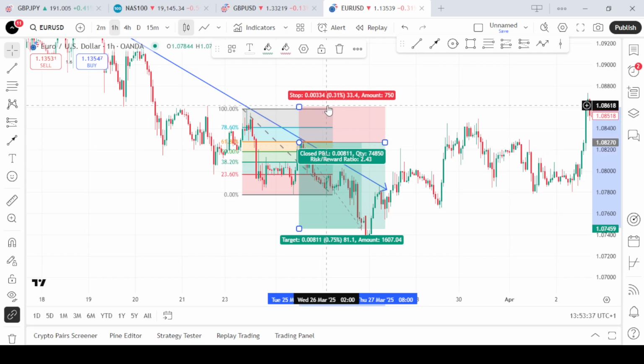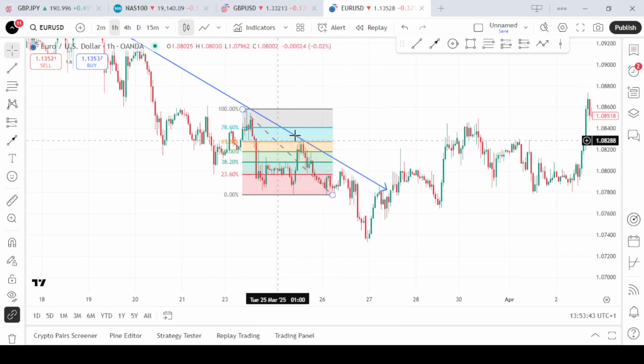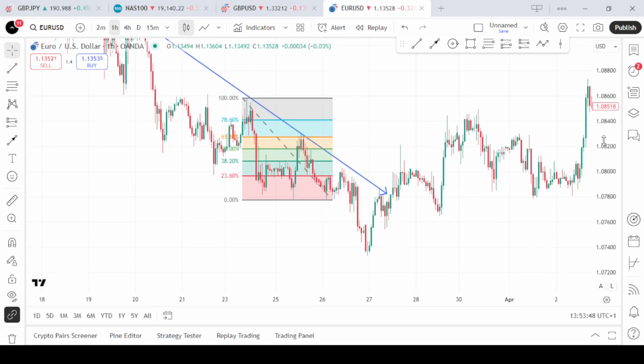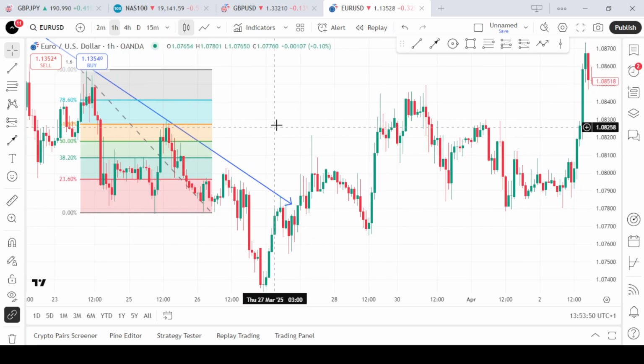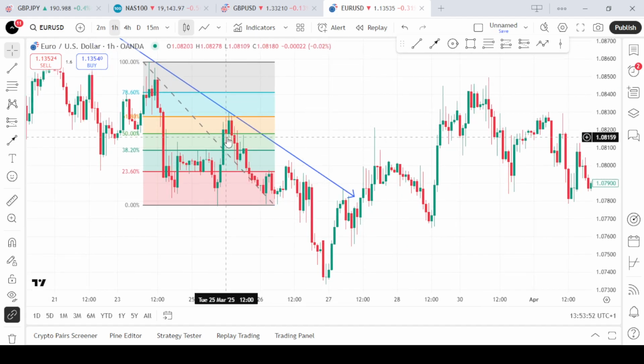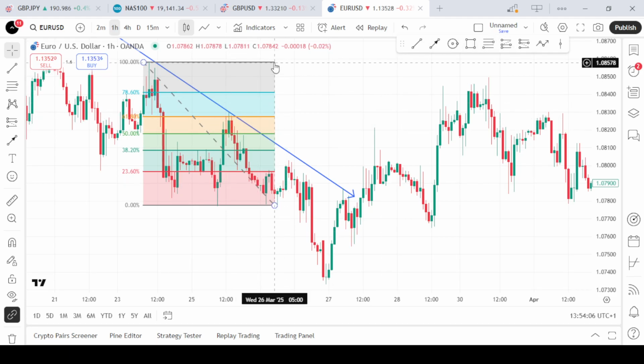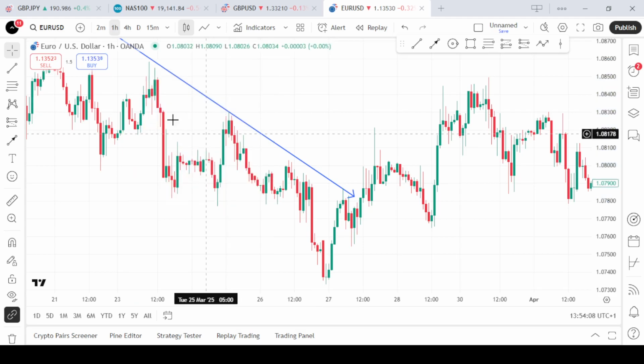Now you can always look for confirmation before you enter your trade. When price gets to your golden pocket region, you can always look for a candlestick confirmation before you enter. You can look for a bearish engulfing that engulfs your previous candle, or you can look for a doji candle followed by a bearish candle. You just need to look for a confirmation before taking your trade.